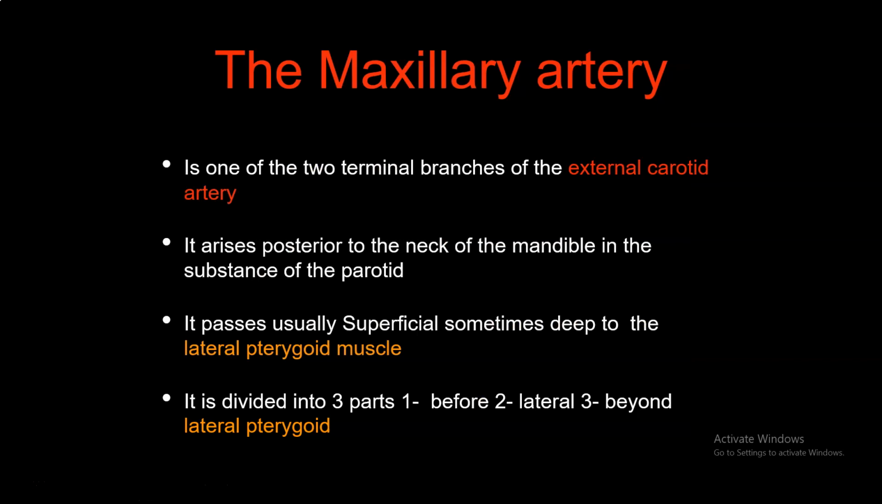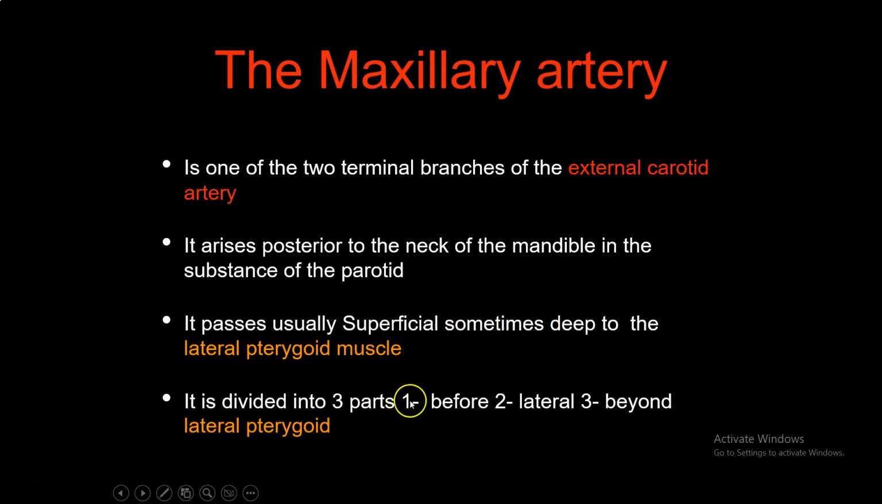The second content after the muscle, as we said, is the maxillary artery, and as we said before, it is one of the two terminal branches of the external carotid artery within the substance of the parotid. It rises posterior to the neck of the mandible in the substance of the parotid, and it divides into the superficial temporal and maxillary. The maxillary artery, as we said, passes in the superficial compartment of the infratemporal fossa, superficial to the lateral pterygoid, but sometimes deep.